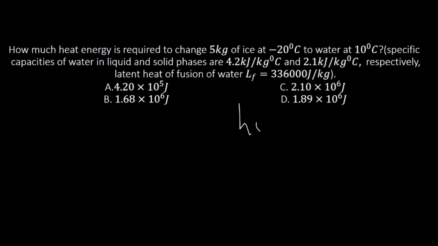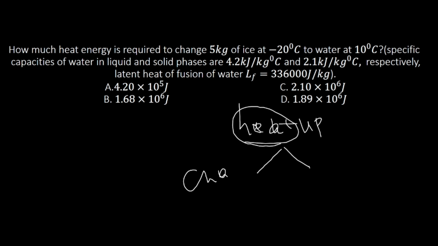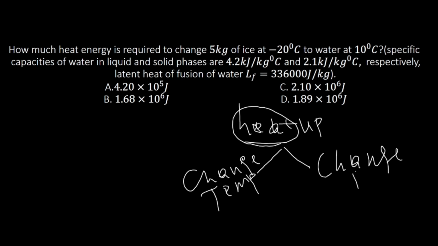Let's start. Heating is a process of adding thermal energy. If we heat something up, two things may happen. The first thing: the heat added to the system, body or substance may change its temperature. And the second thing: it may change its phase.